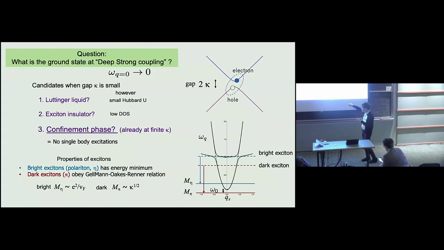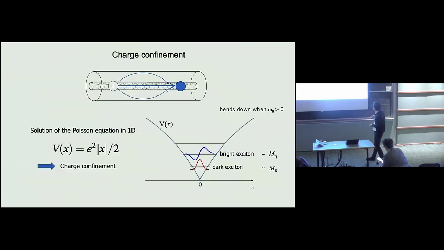Also, we can see that these bright excitons have a lower limit, which is given by e squared over v_F. Okay, so how about this charge confinement? Actually, it's easy to explain this.